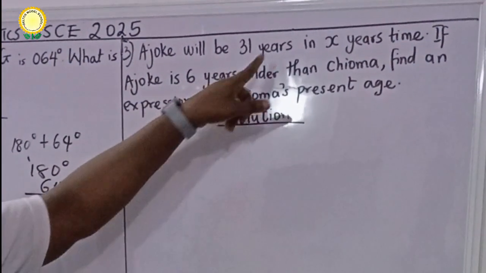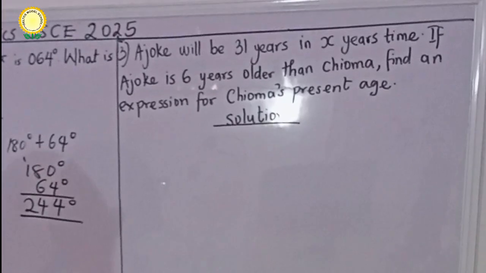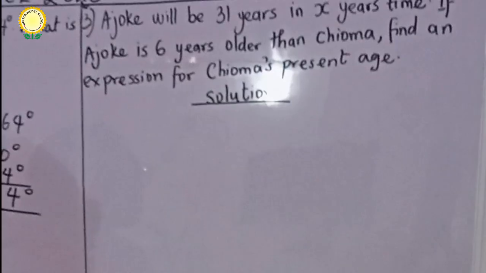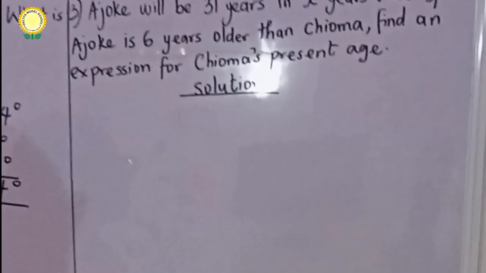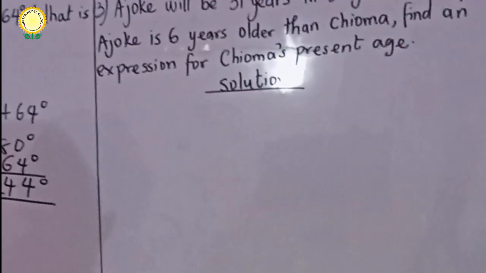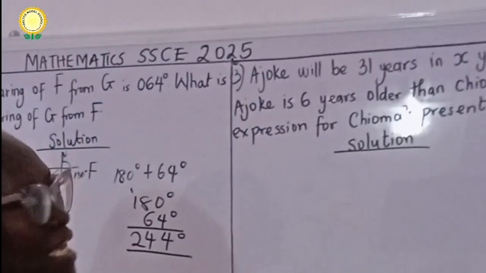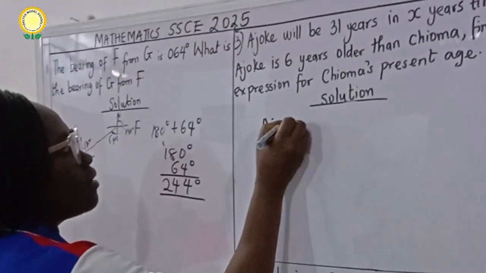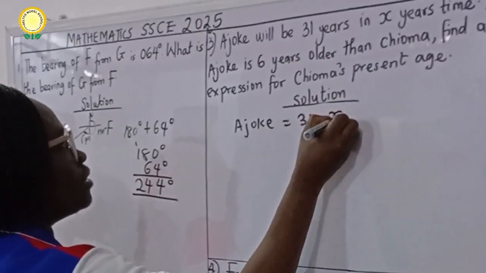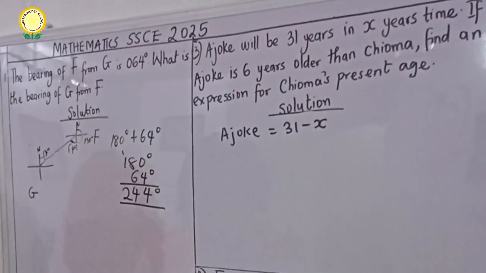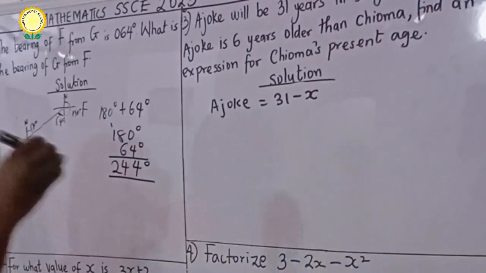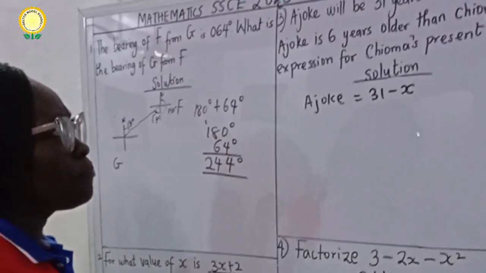What is the question saying? It says Ajoke will be 31 years in X years time. That means Ajoke is not yet 31 years. In X years time, that means right now Ajoke is less than 31 years by X. So right now, Ajoke is 31 minus X years. Let me write this down. Ajoke is 31 minus X presently. If Ajoke is 6 years older than Chioma, now Ajoke is older than Chioma by 6 years.